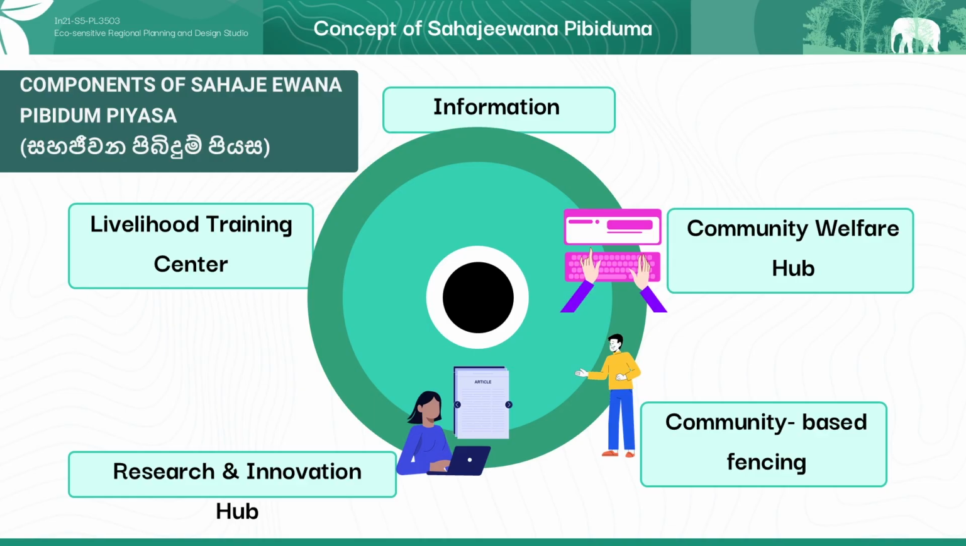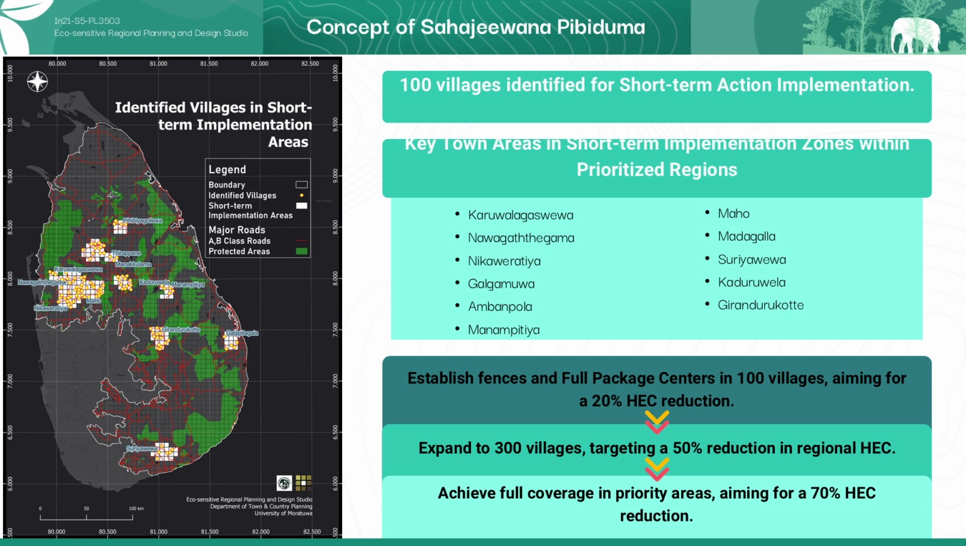If I take an example village in the productivity-centric priority area, this is how the 5 components work. The livelihood training center provides intensive agricultural farming training, and the information center provides real-time tracking data and agricultural data for farmers. The Community Welfare Hub ensures access to amenities. The Research and Innovation Hub conducts research and conservation work about coexistence. Also, community-based fencing manages the overall fencing around these villages.